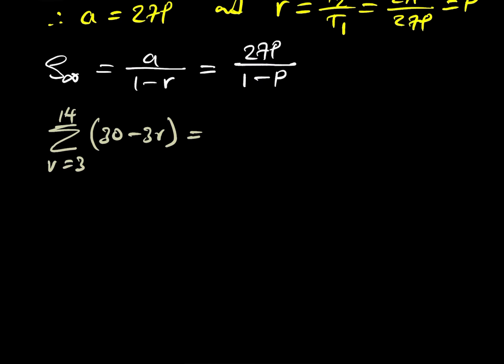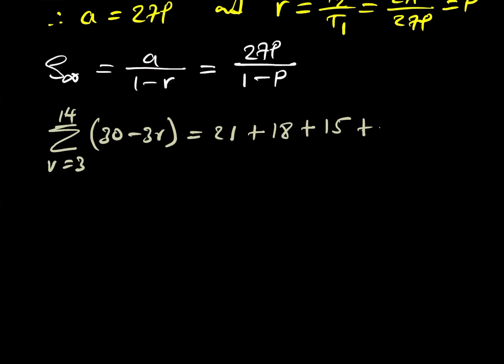Now, let me substitute 3 in the position of r to get the first term. If I do that, I'm going to get 30 minus 3 times 3, which is 9. So it's 30 minus 9, which is 21. And then plus, if I take 4, it's going to be 30 minus 3 times 4, that is 12. So it's 30 minus 12, which is 18. And then plus, if you take 5, it's going to be 30 minus 15, because 3 times 5 is 15. So 30 minus 15 is 15.